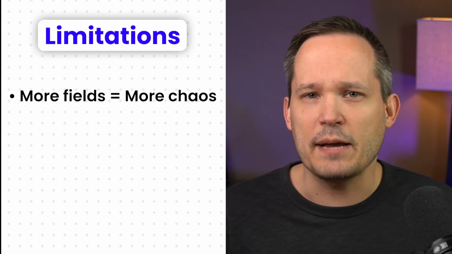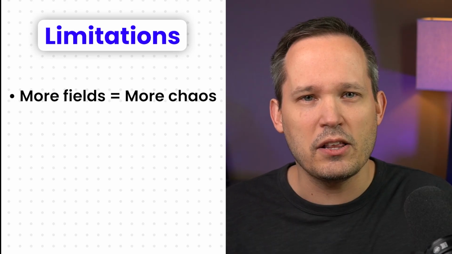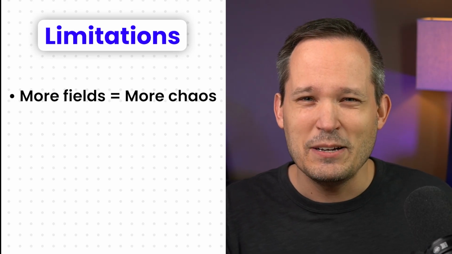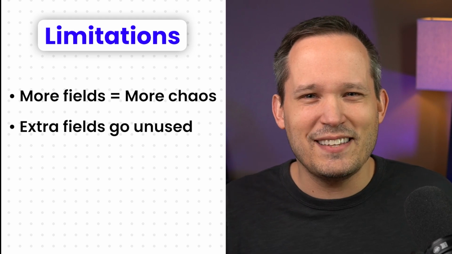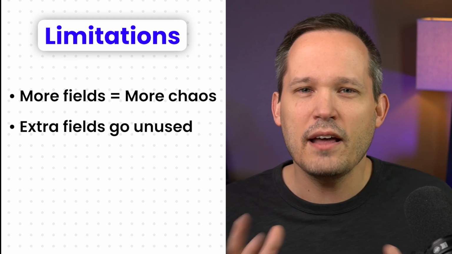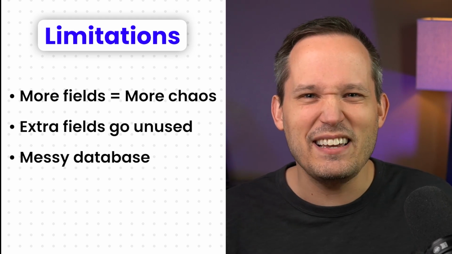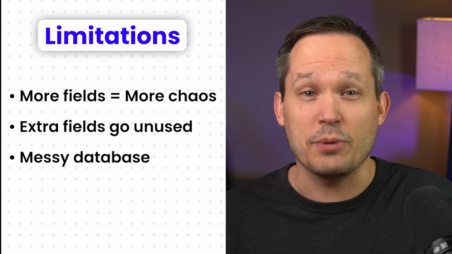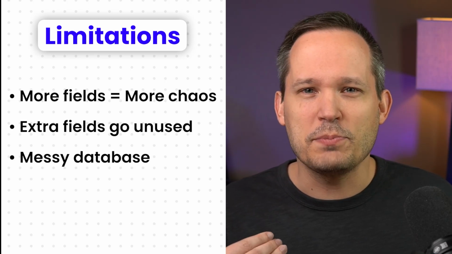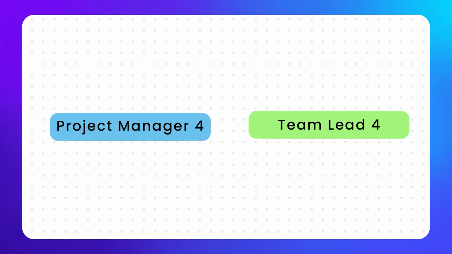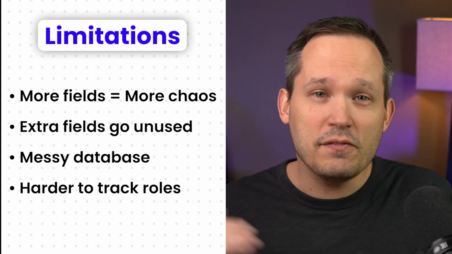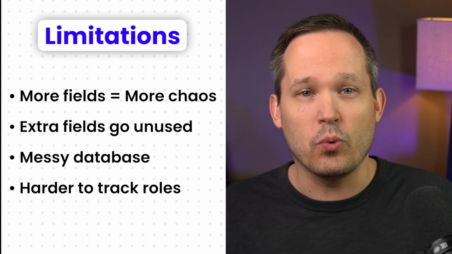Or what if you have different types of projects, but you only need the developer role on website projects, but not on internal projects? Well, now you're adding a bunch of extra fields that don't even get used most of the time. Another issue is that the data gets pretty ugly on the other side of the relationship, on the people table. Now you have corresponding relationship fields like project manager 4 and team lead 4, and it's not easy to see all of the projects that each team member is working on.